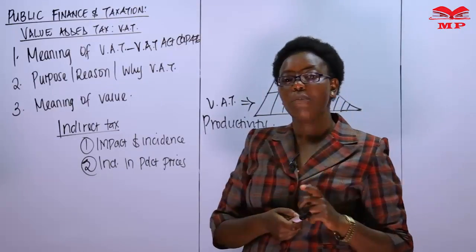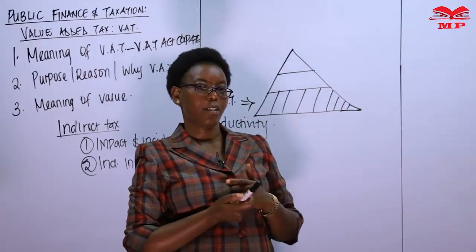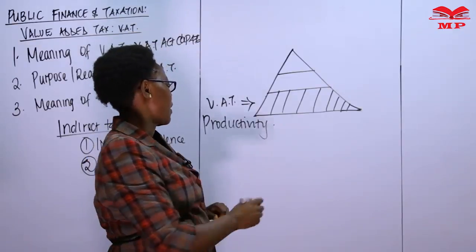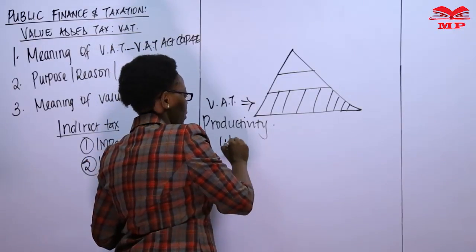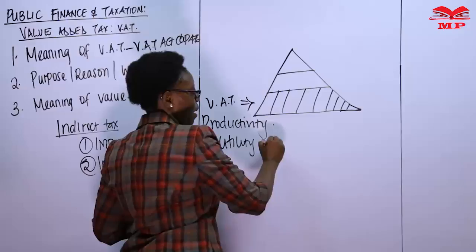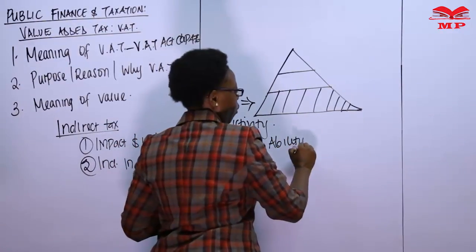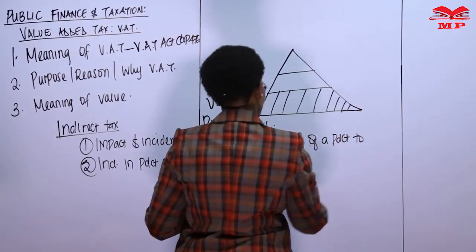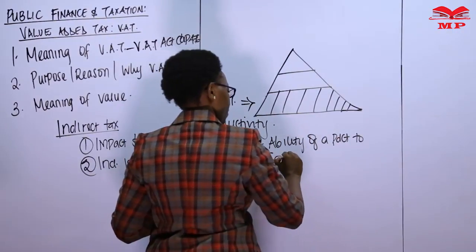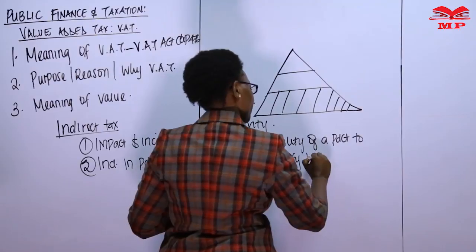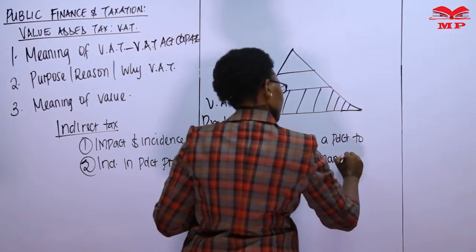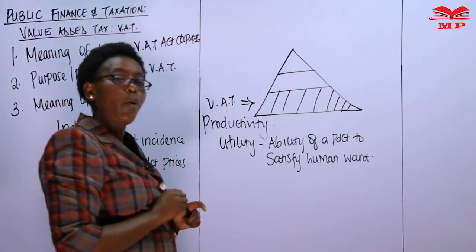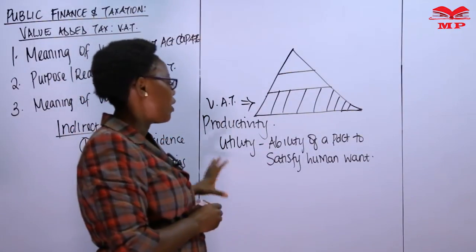Now, we're going to borrow something from economics. In economics, value is equated to utility. So you said in economics, utility is the ability of a product to satisfy human wants. So we're going to equate value with utility.